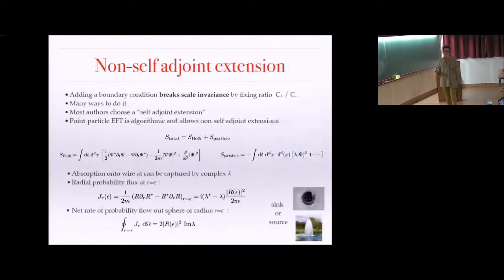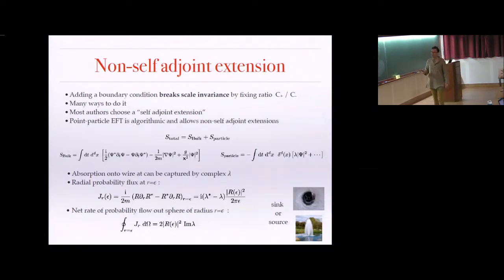Basically, by adding this boundary condition, we're going to break scale invariance, because it's going to fix our ratio of C plus to C minus. There are many ways to do this, and most people go for a self-adjoint extension, such that the system is not absorbing or emitting. It's the standard quantum result you'd expect. But point particle effective field theory gives you a way to do this in a sort of automated way.